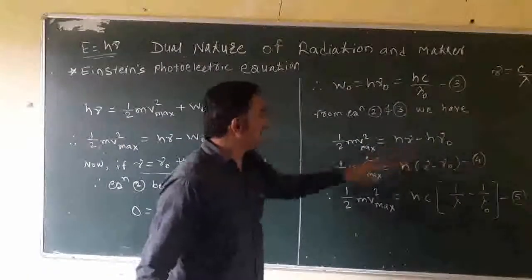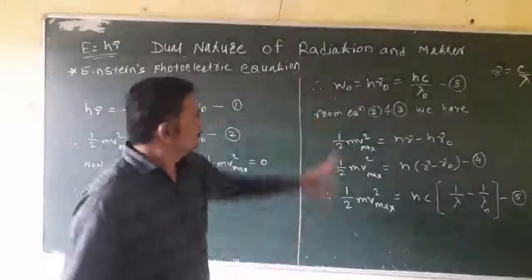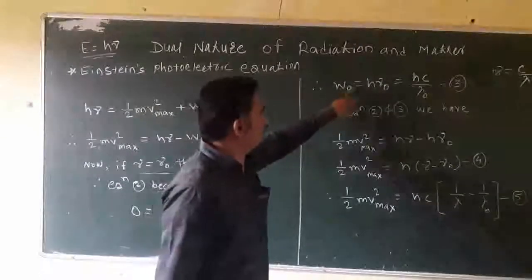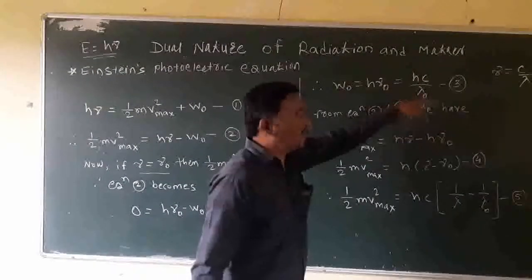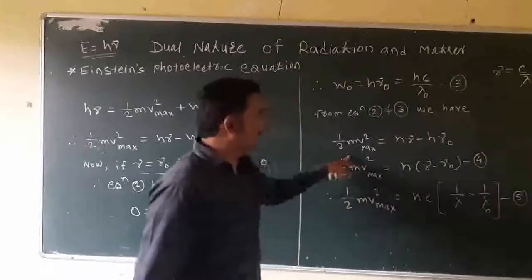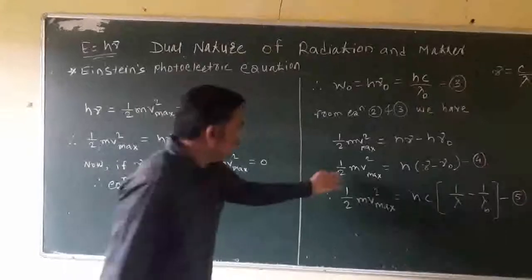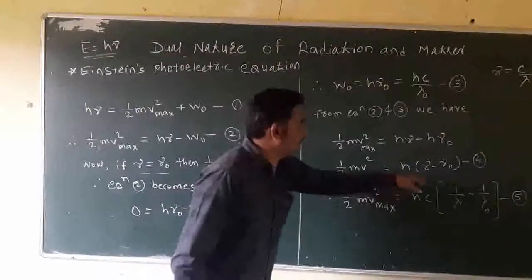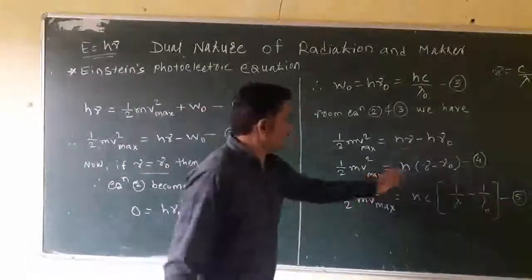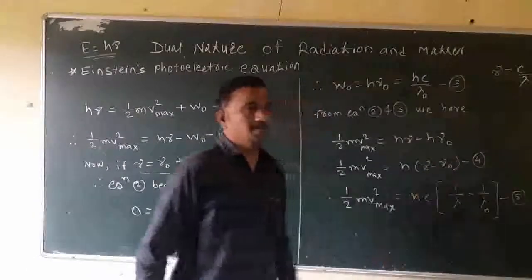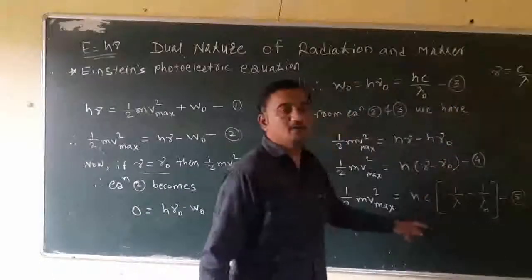W0 is replaced, so we write 1/2 m v square max equals h nu minus h nu 0. Where does it come from? W0 equals h nu 0, and since nu equals c by lambda, it is hc upon lambda 0. Therefore 1/2 m v square max equals h nu minus h nu 0. Here h is taken common, therefore h times nu minus nu 0, equation number 4. And since nu equals c by lambda, we write again.